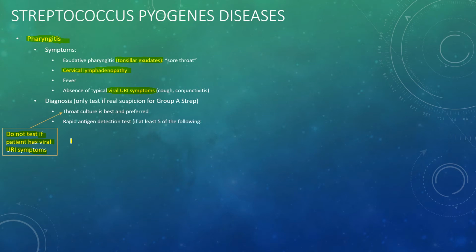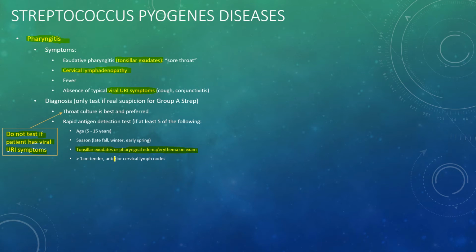Now there's another test called the rapid antigen detection test. The throat culture is best, but you can still use this antigen detection test if you have at least 5 of the following. So only use the RADT if you have a very high risk of group A strep and you're almost positive that it's it. 1, age 5 to 15 years. Remember, it happens in younger people. Season, so during the late fall and winter. Tonsillar exudates or pharyngeal erythema. Remember, these are classic findings for Streptococcus pyogenes. So if you have that, that's another point added toward at least 5.